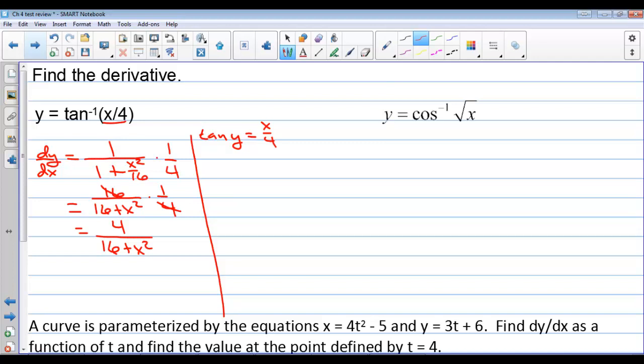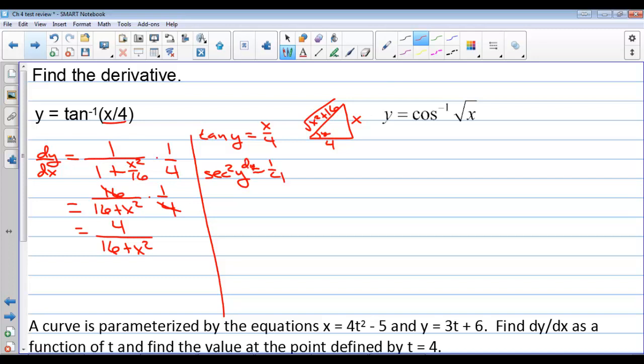And then you say, well, if the tangent of y is x over 4, and that's the angle y, then opposite over adjacent is x and 4. And then this hypotenuse would be the square root of x squared plus 16, just by the Pythagorean theorem. If you take the derivative of both sides, secant squared y is equal to 1/4.